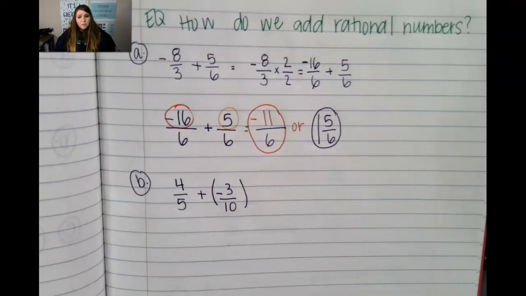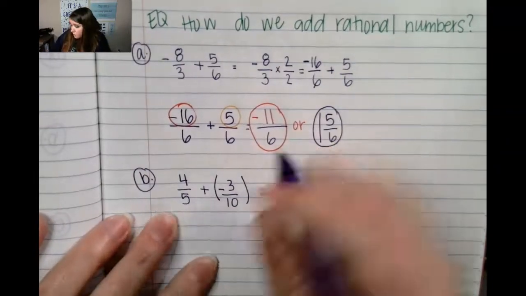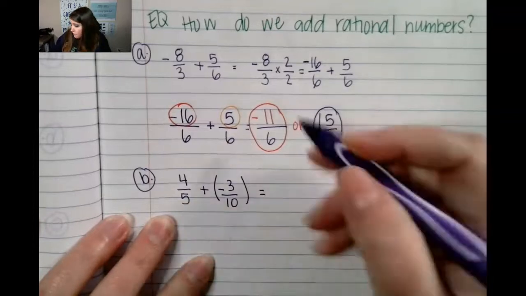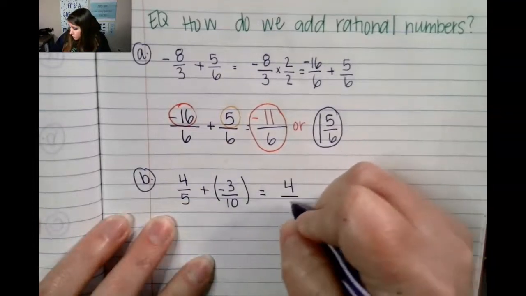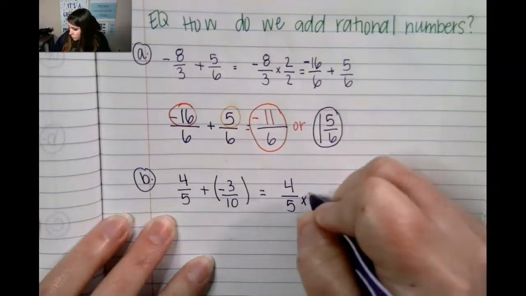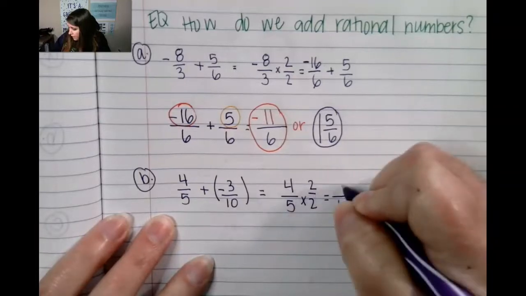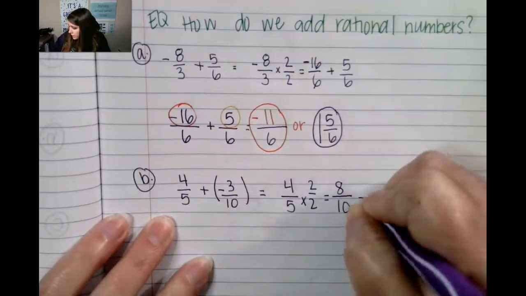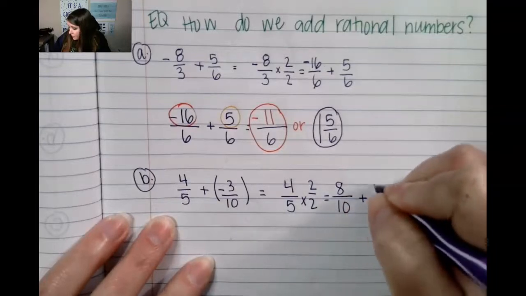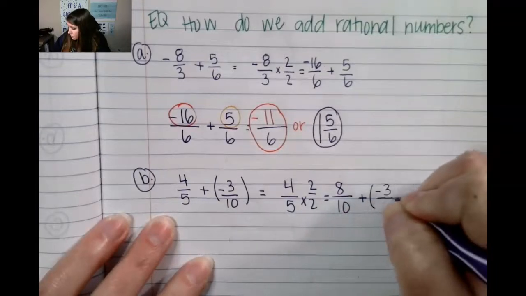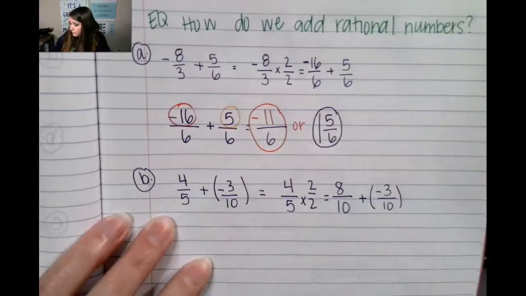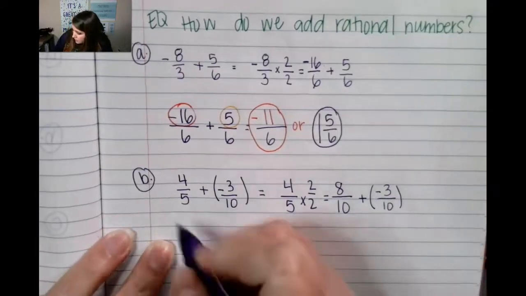So the first thing that we need to do is I have a fraction plus a fraction. So a fraction plus a fraction means that I am going to make common denominators. So I know that 5 can become 10 if I multiply by 2. So 4/5, I'm going to multiply this by 2/2. And that gives me a denominator of 10 and a numerator of 8. So really, I'm adding 8/10 plus negative 3/10. Okay, so let's rewrite this and now solve.